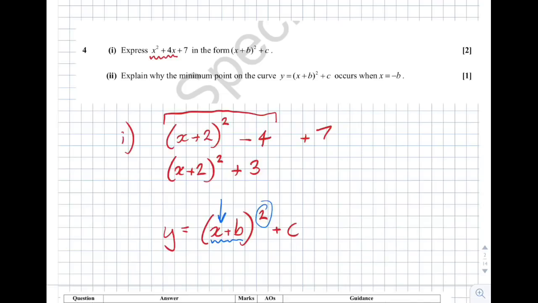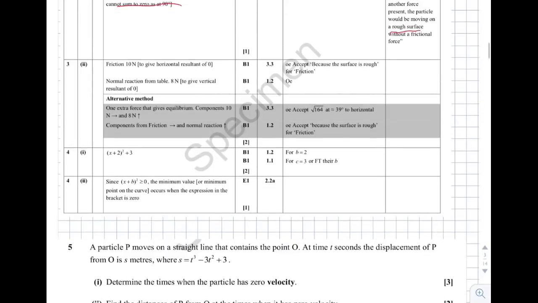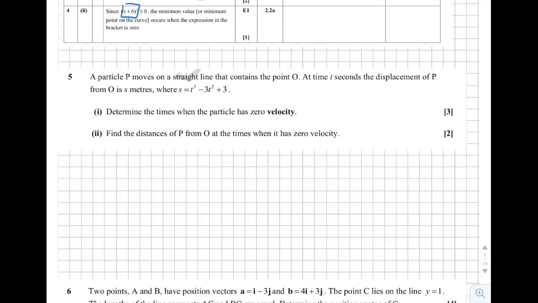Now that took me quite a long time to say, and this is only 1 mark, so you're not going to have to write that all down. So let's see what they expect from you. Okay, so part 1 is just 1 mark for each number. And they want: since (x plus b) all squared is greater than or equal to 0, the minimum value occurs when the expression in the bracket is 0. So that implies that x must be minus b. So I think that's quite a lot of words for 1 mark for a maths exam anyway.